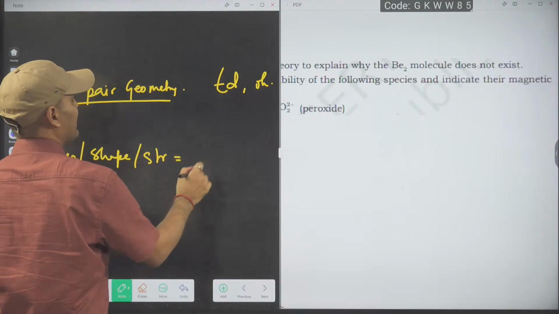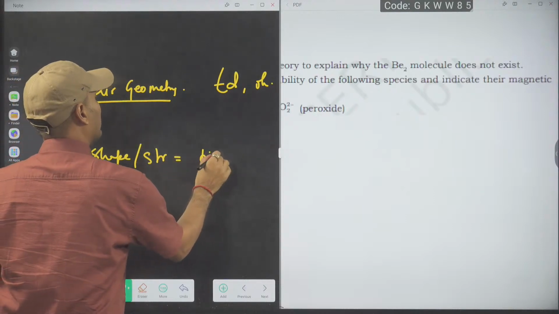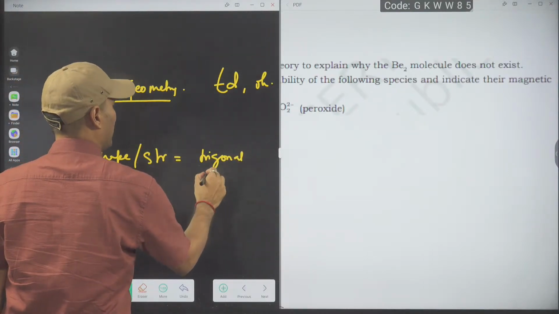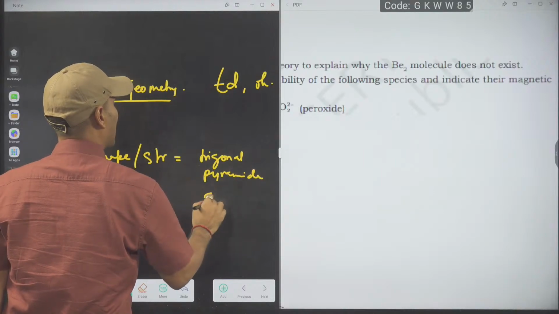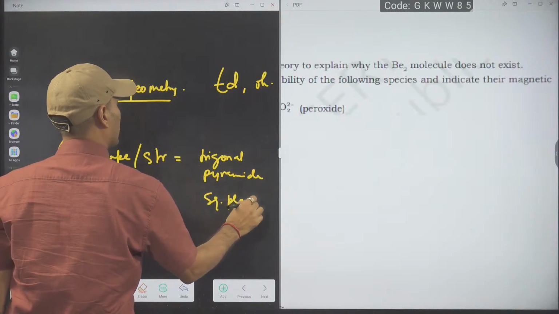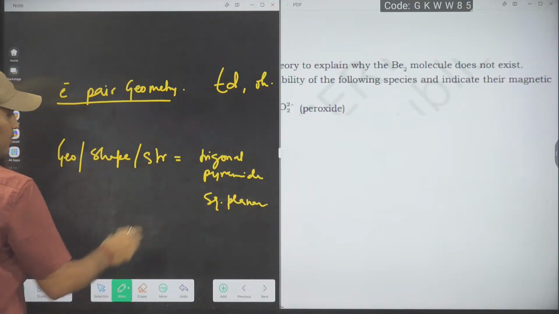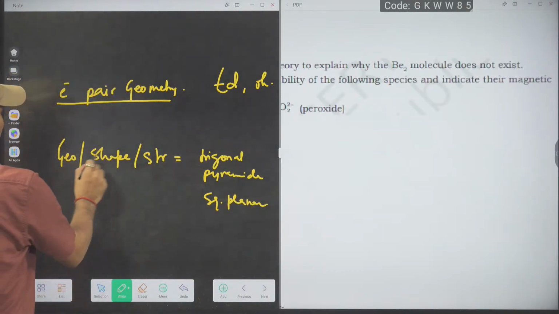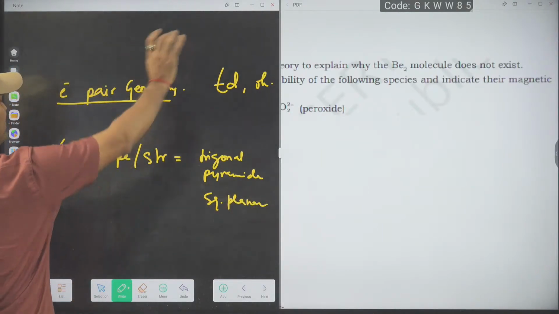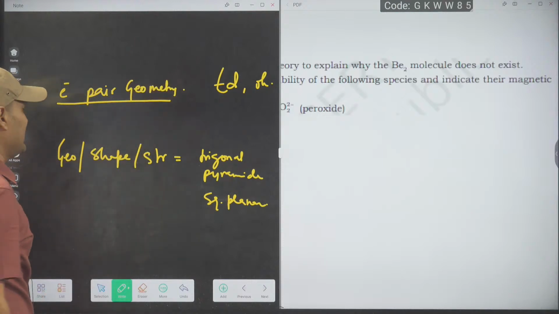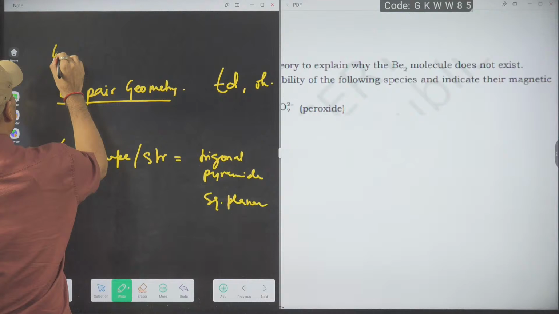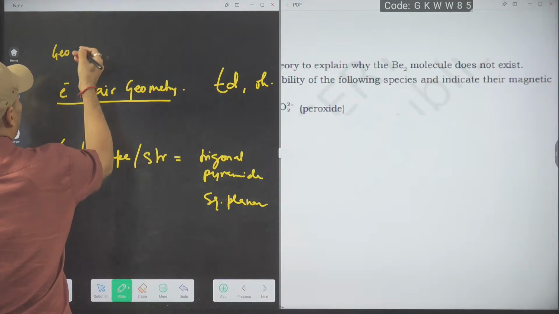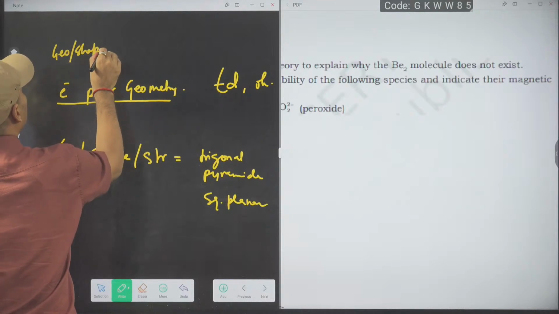Anything they write like this means trigonal pyramidal, with one lone pair. Trigonal pyramidal, okay? Or square planar. So these things are there. Geometry, shape, structure are the same, electron pair geometry is different. If they say tell me geometry, shape, anything, including lone pair.